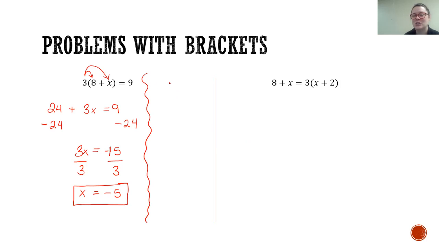The other way to do this question is 3 times 8 plus x equals 9. So the other way to do this question is to do it like this. We can divide both sides by 3 right at the beginning. So this 3 cancels out. 9 divided by 3 gives me 3. So 8 plus x equals 9.